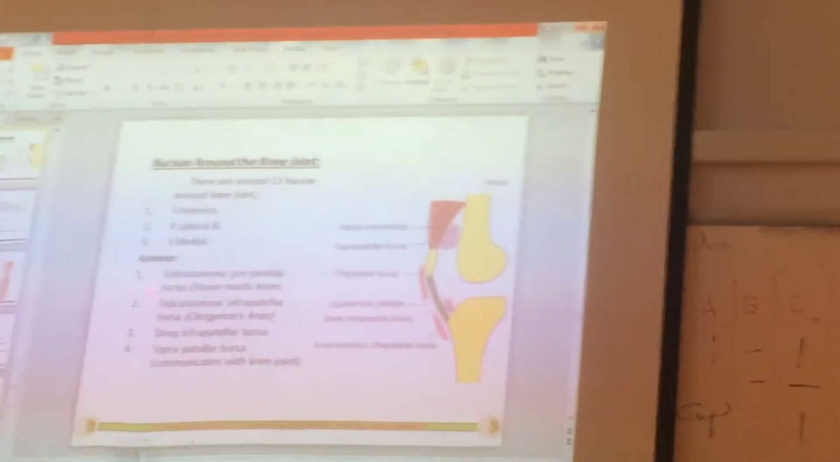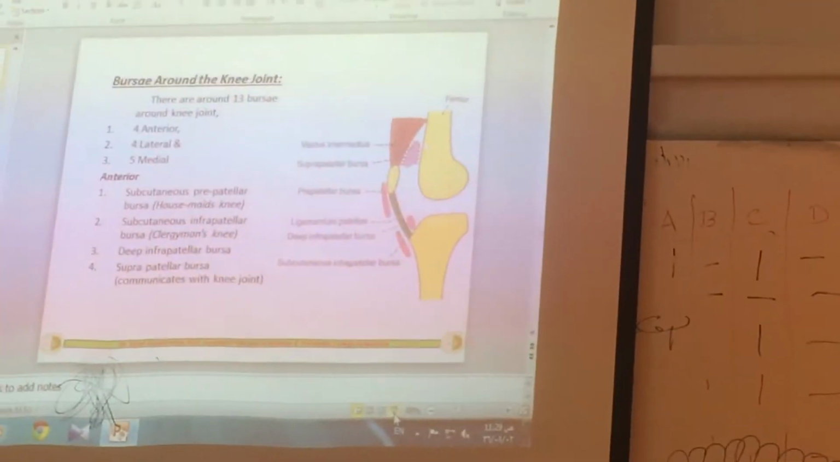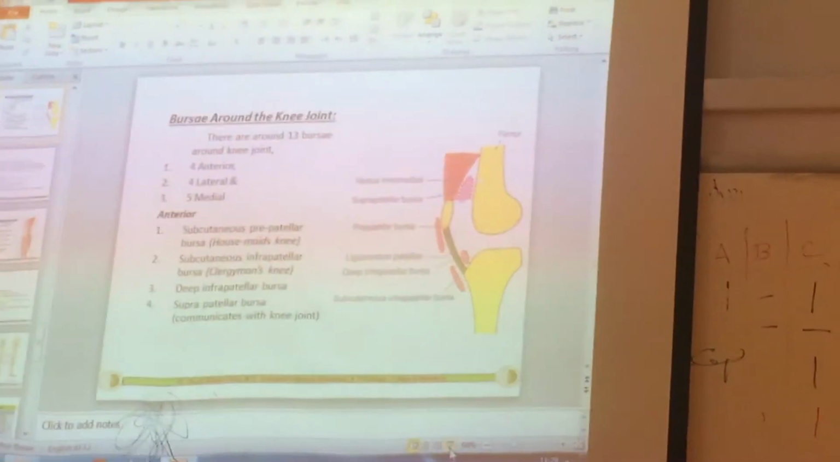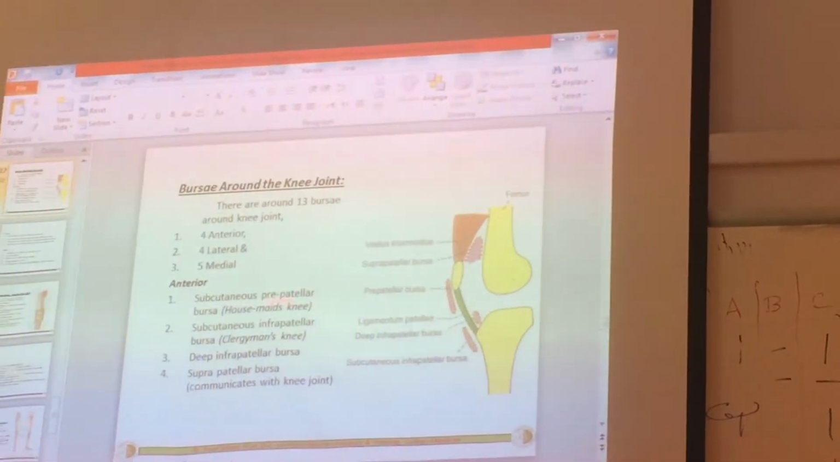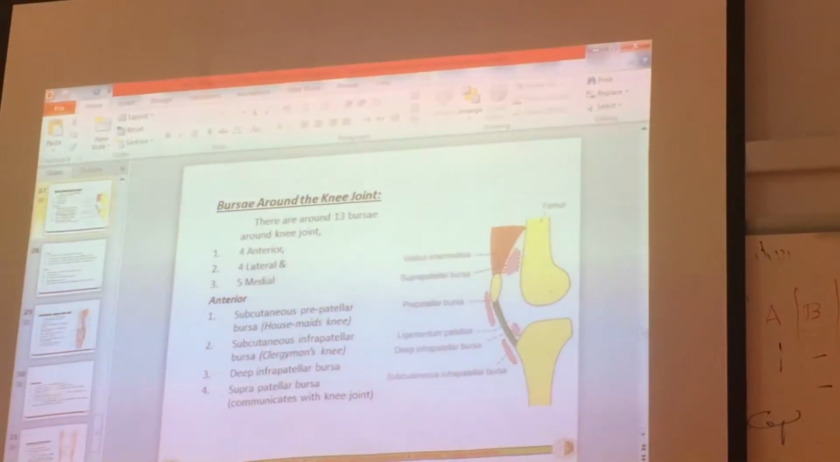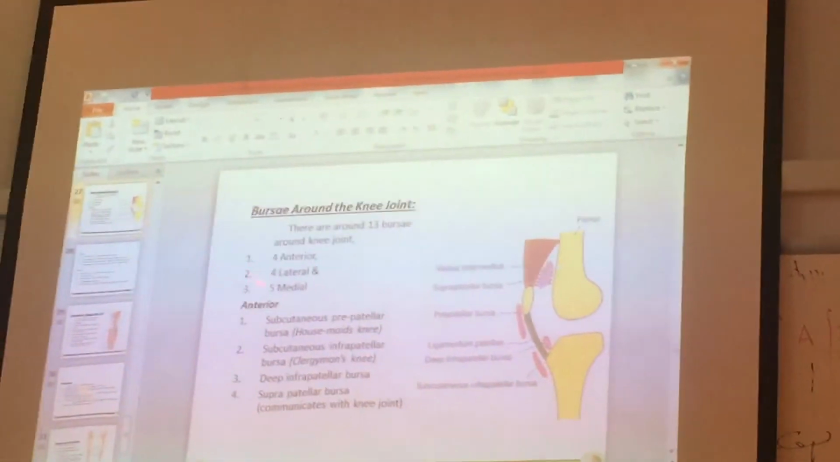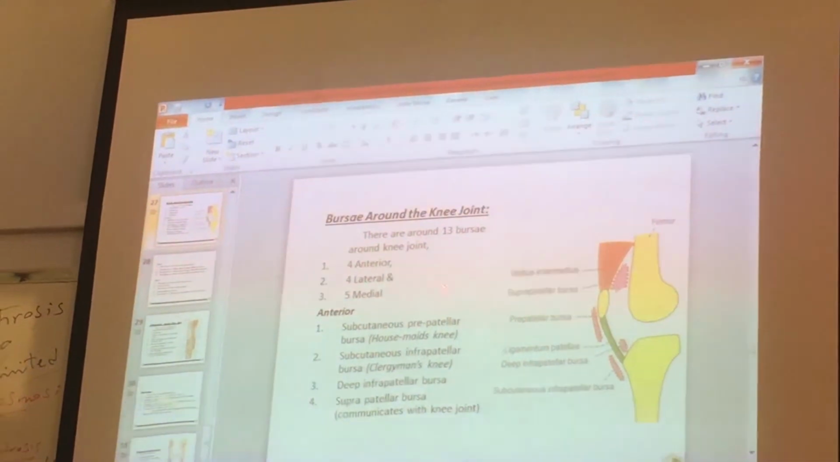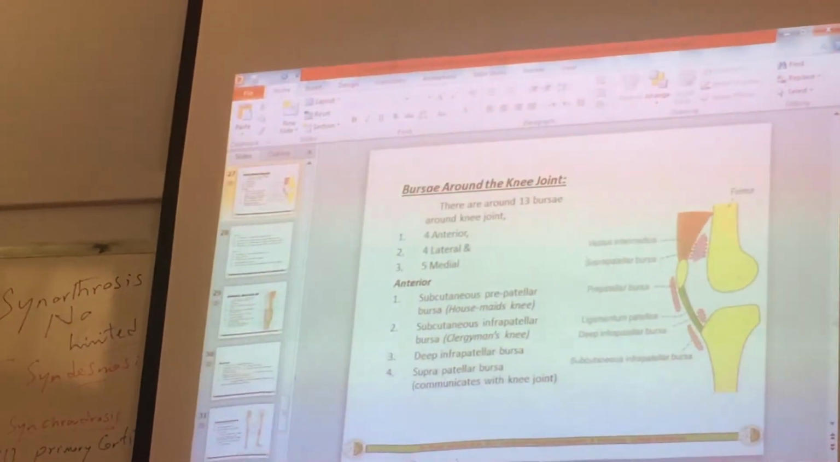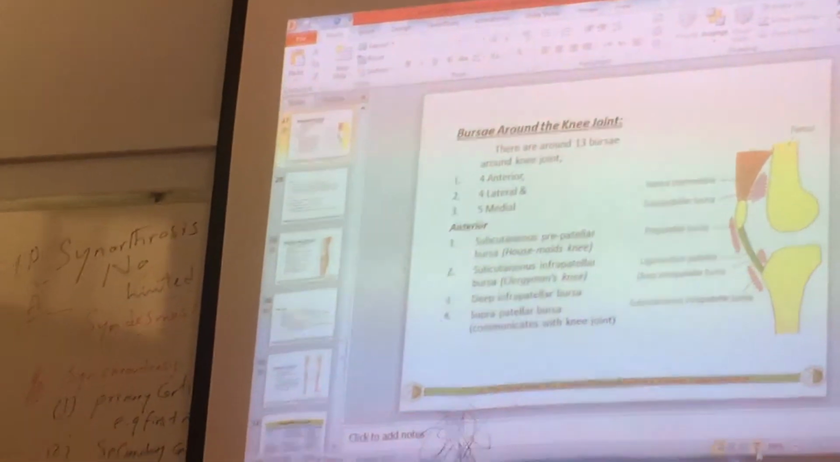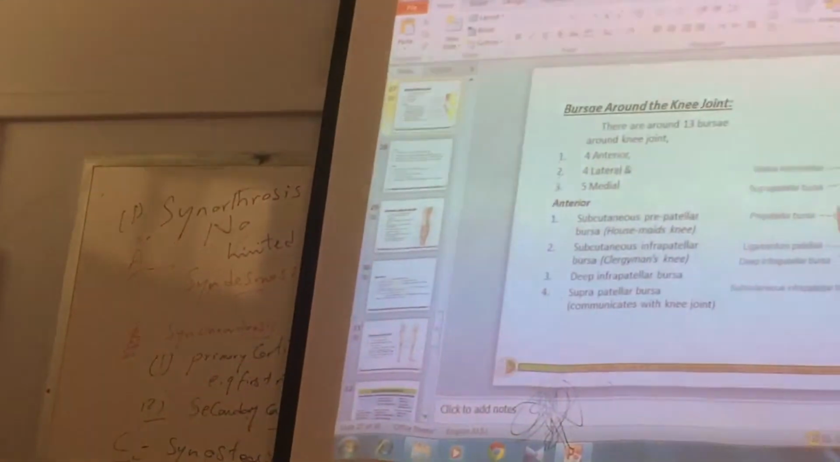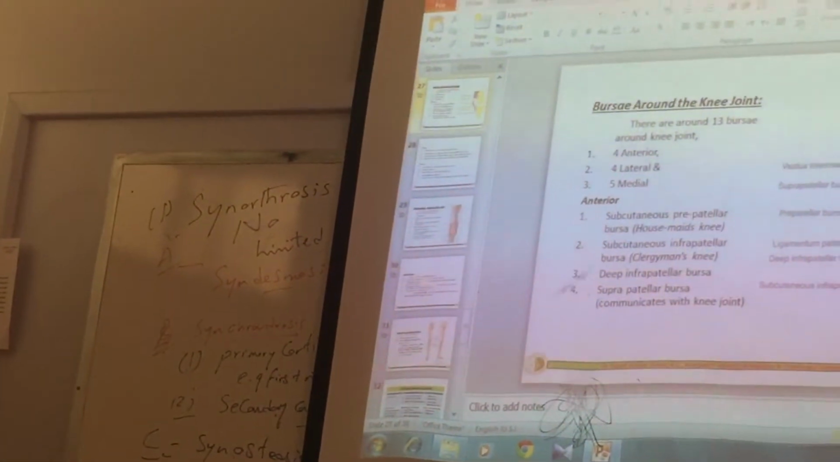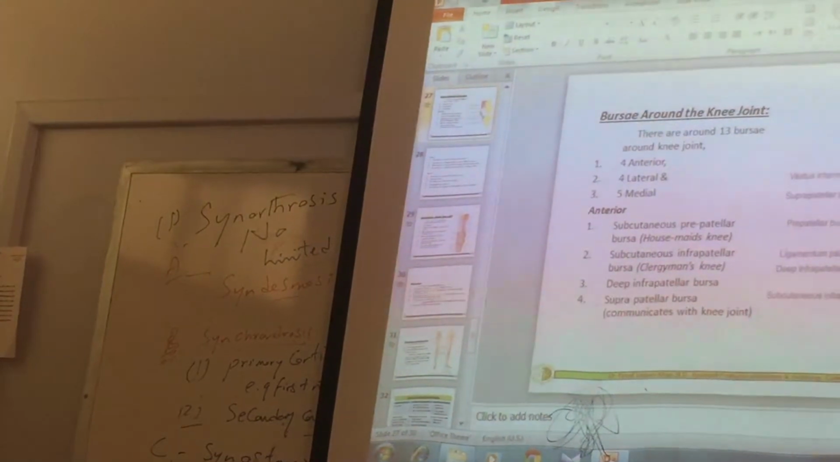Okay. Then coming to the bursas around the knee joint. Again, the bursas are very important around the knee joint. There are around 13 bursas around the knee joint: 4 are anterior, 4 are lateral, and 5 are medial. Okay. The most important are the 4 in the anterior, because they are clinically very important. When you go to the clinical side, you see a lot of problems with these bursas.